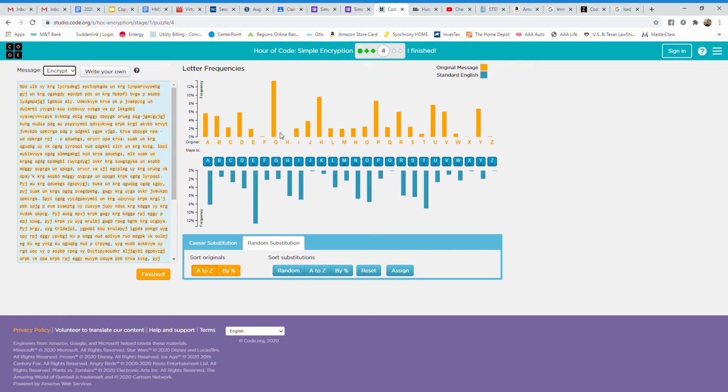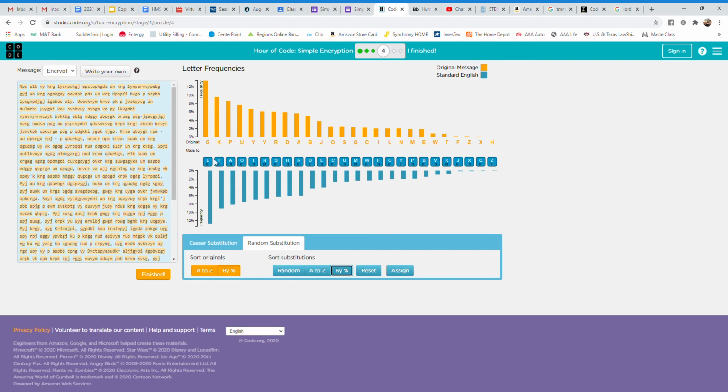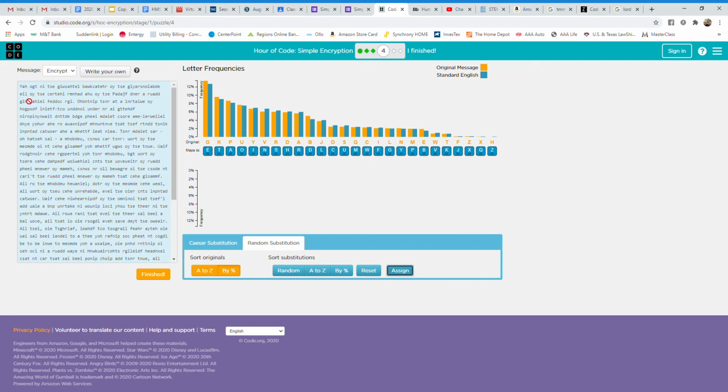So right off the bat, looking at this is kind of confusing. So let's do percentage. So sort originals by percent. So now I have G in this message is the most commonly used, and K, P, etc. And I'll do the same thing for standard English, so we'll go by percent. And now most likely G is E, K is T, P is A, U, most likely. So we're now going to assign that. Now we're going to change what you see here to what's down here. So let's assign it.